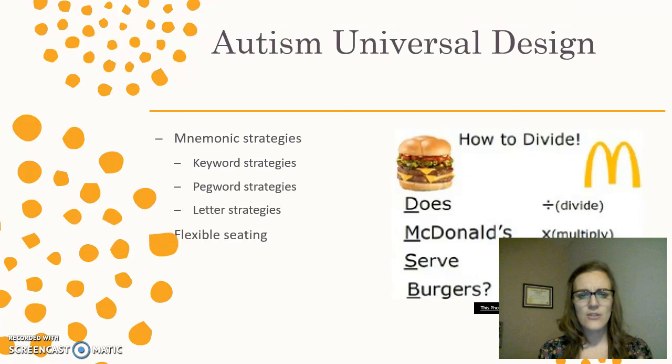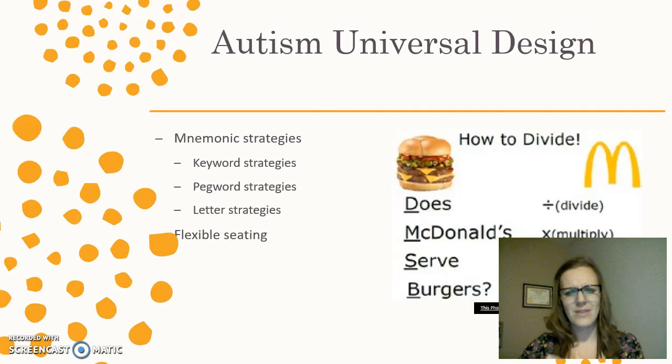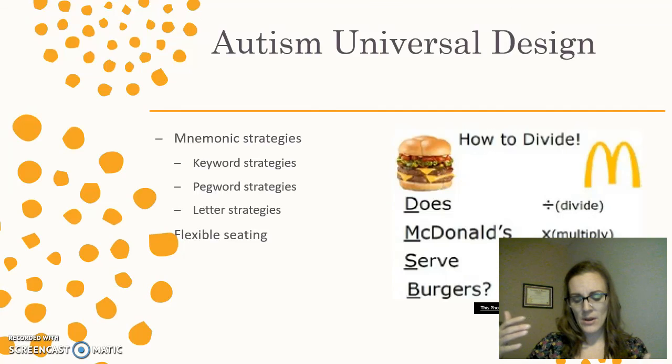Some of these mnemonic strategies include keyword strategies, which is to take a word and a word that you know, and learn a new word through attaching it to a word that you know. Peg word strategies are to remember a number or some new word through a number, usually that rhymes. And then a letter strategy is some sort of acronym to help you remember some kind of concept.